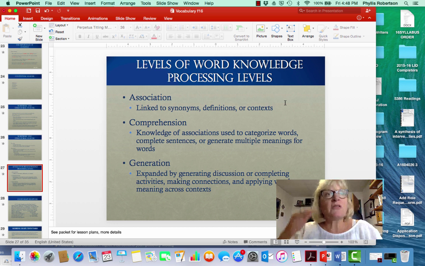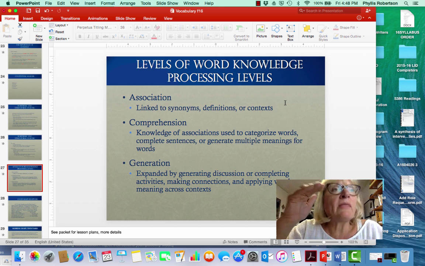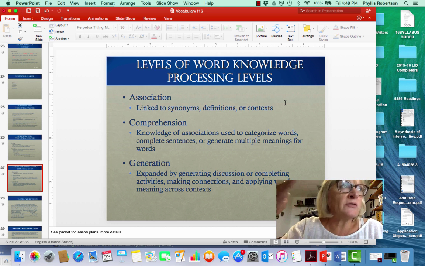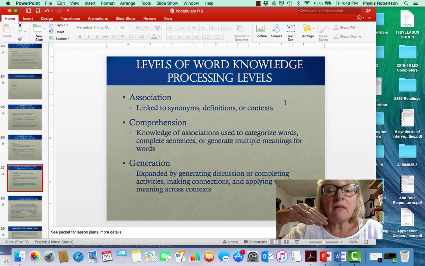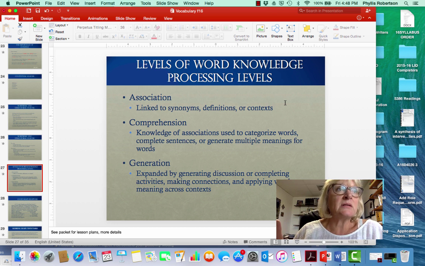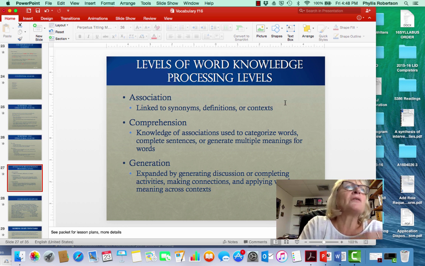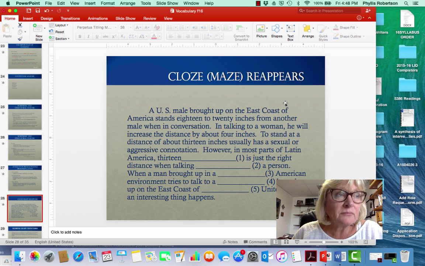And always remember that there are those various levels of word knowledge, and that I can go from just having some associative understanding of the word, meaning, I kind of could maybe give a synonym or give a basic definition of that word, versus I really comprehend that word and I can use it. I can categorize words. I can use that word in complete sentences. I can think of multiple ways that that word might be used. And then if I am at the point of generation, I can complete activities and make connections and apply that word in lots of different contexts and know when it is and isn't appropriate to be used.